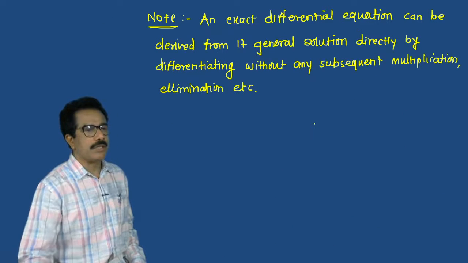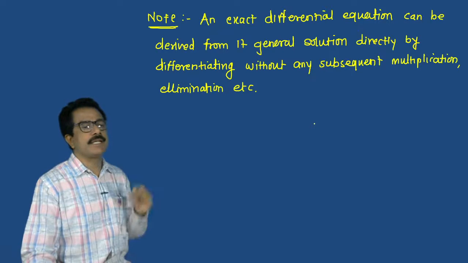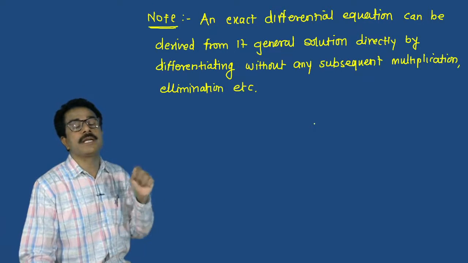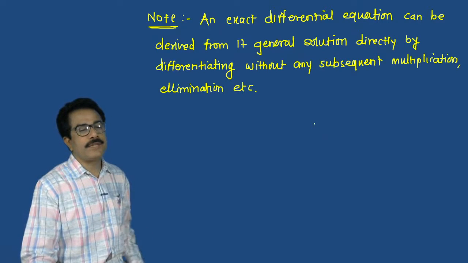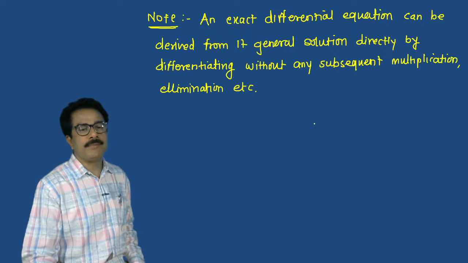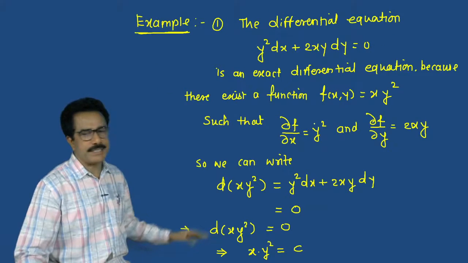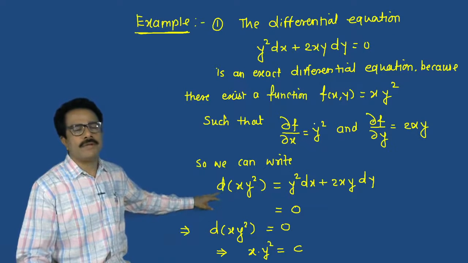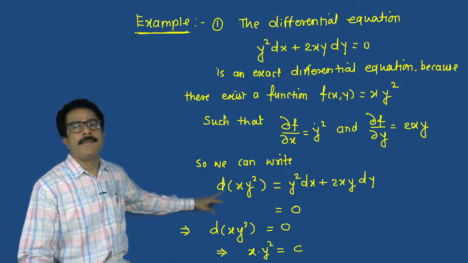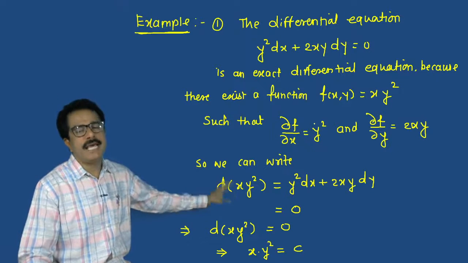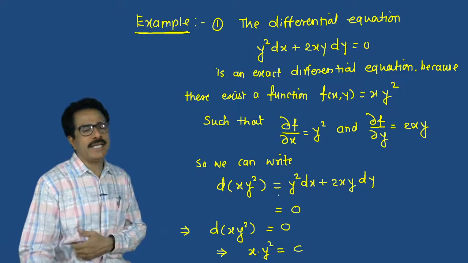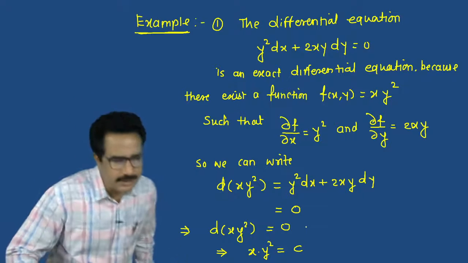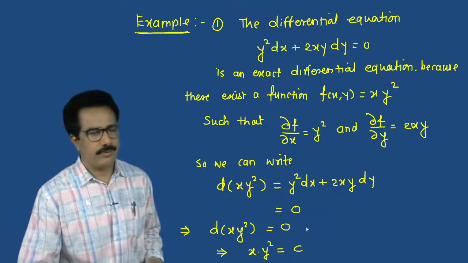Now note, an exact differential equation can be derived from its general solution directly by differentiating without any subsequent multiplication or eliminating. That means we can find the solution of an exact differential equation by deriving the function directly. If we derive the function f of x comma y directly, then we get the solution. Definitely we will get the solution. Okay, so this is the note.